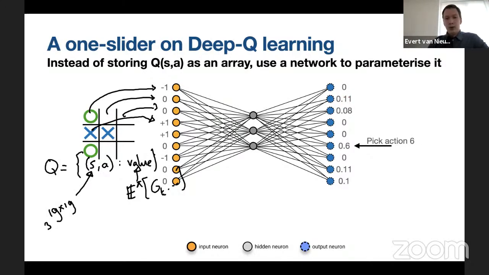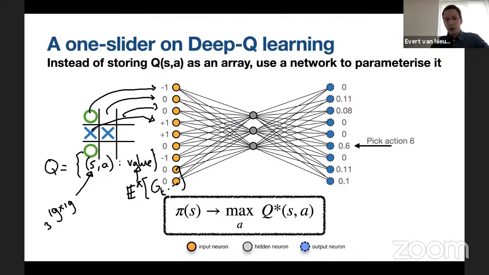And I would want this Q network, of course, once it's updated and trained, to be such that in this state, this action, which corresponds to action number 6, has the highest Q value, right? And then if I want to know the policy, what should I do in a given state? I take this state, I feed it through my network, and I take the argmax, argument max of these outputs, and I know that it's action number 6. Does that make sense?